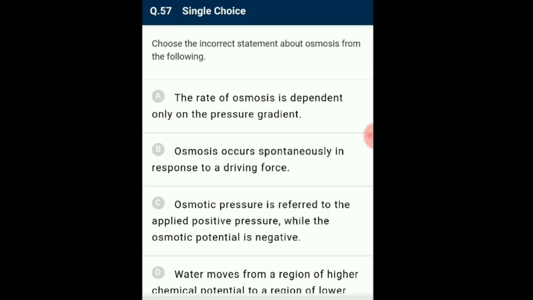So the incorrect statement is option A. The rate of osmosis is dependent only on the pressure gradient. That is the incorrect statement.